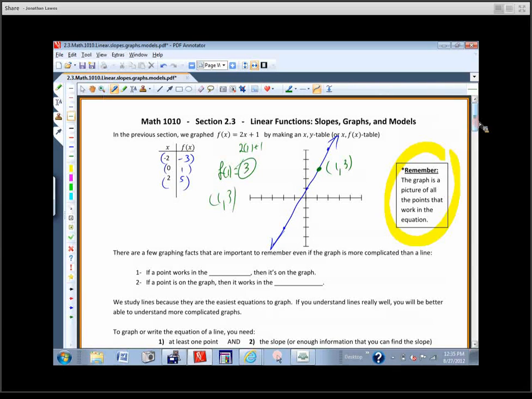I have calculus students that forget this. Okay, and that is, if a point works in the equation, then it's on the graph. But the opposite is also true. If it's on the graph, if it truly is on the graph, then it's got to work in the equation.